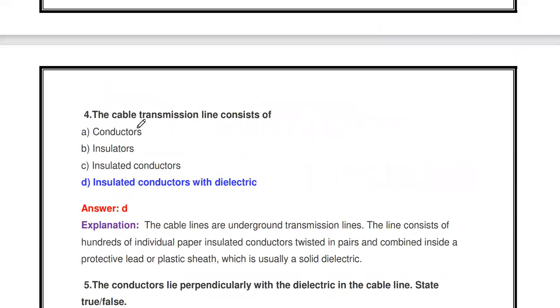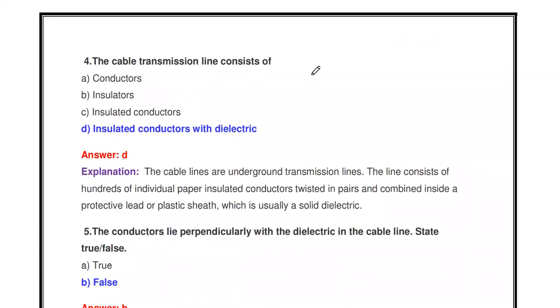The next one: the cable transmission line consists of conductors, insulators, insulated conductors, insulated conductor with dielectric. The cable transmission line consists of insulated conductor with dielectric. So the cables are underground transmission lines. The cable has insulation as an outer layer, and within that insulator there are two conductors separated by the dielectric.